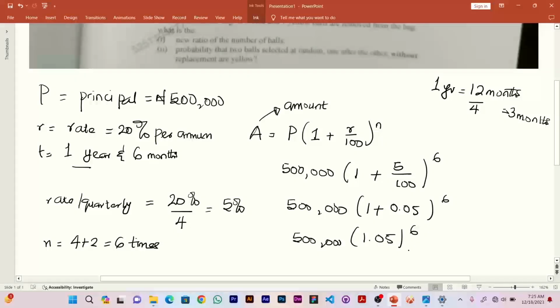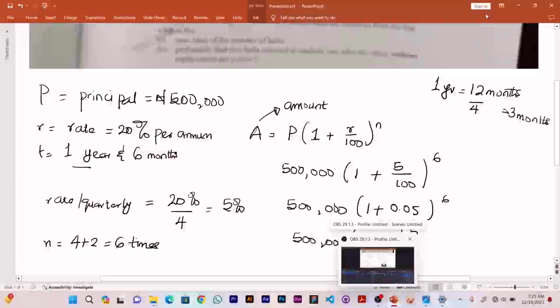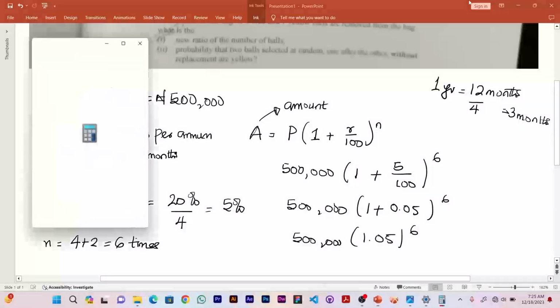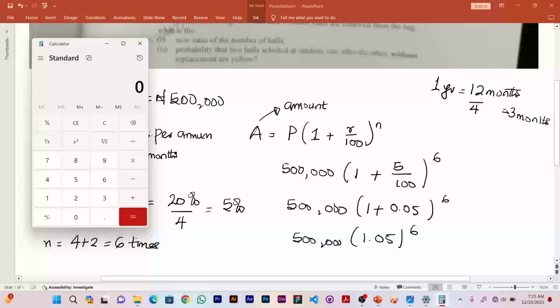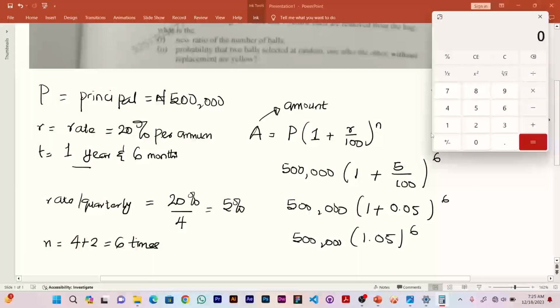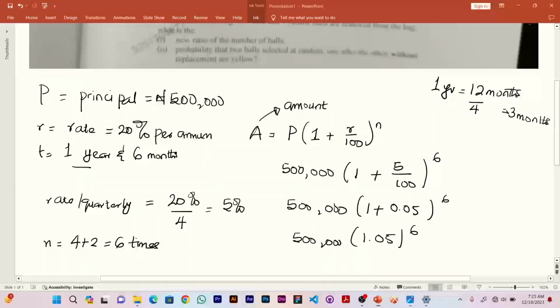I don't have a calculator with me to simplify this. I have a small calculator here, let me see if I will get my answer by using that. I don't have the raised to the power function here. Okay, so I'm just going to leave that out for now.